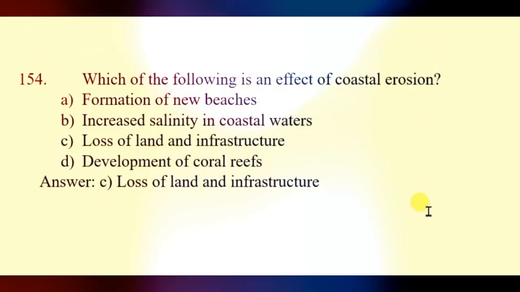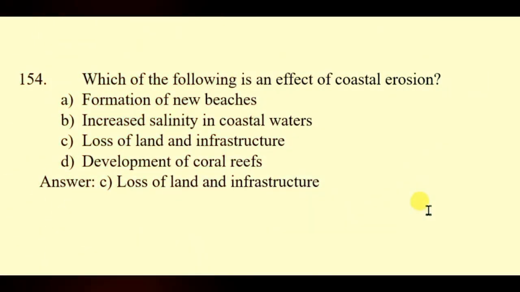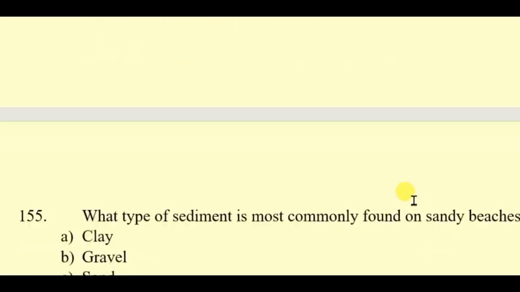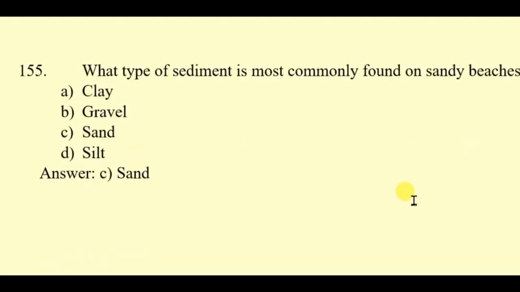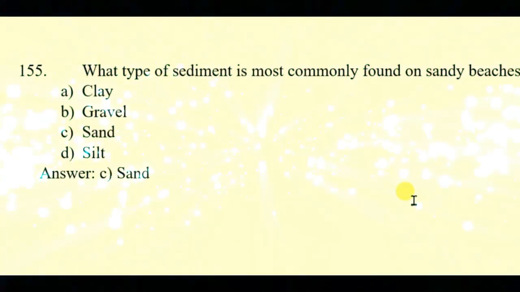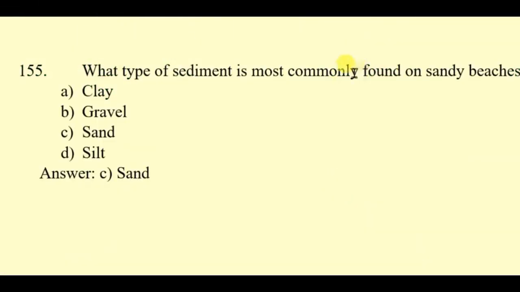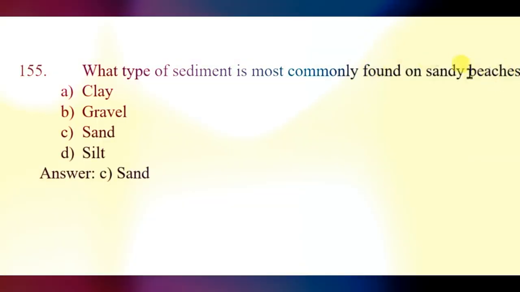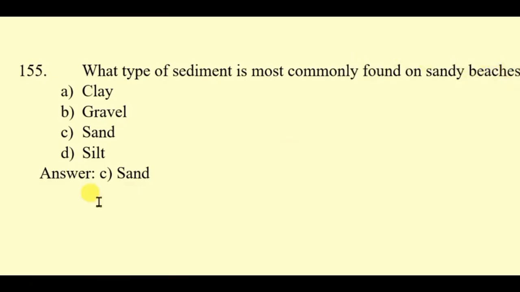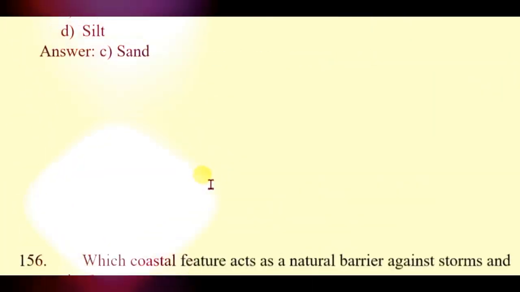Question 154. Which of the following is an effect of coastal erosion? Formation of new beaches, increased salinity in coastal waters, loss of land and infrastructure, development of coral reefs. Here the correct answer will be loss of land and infrastructure. Question 155. What type of sediment is most commonly found on sandy beaches? Clay, gravel, sand, silt. Here sandy beaches is noted. So sand will be the correct answer.